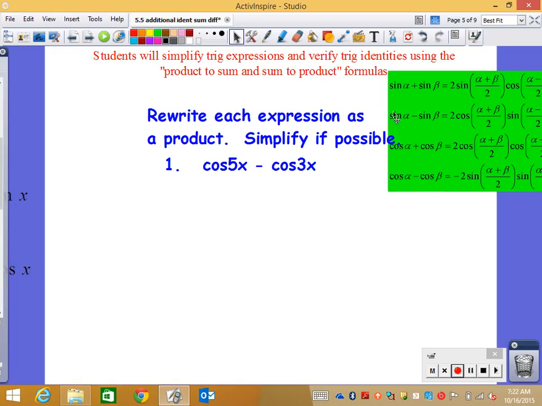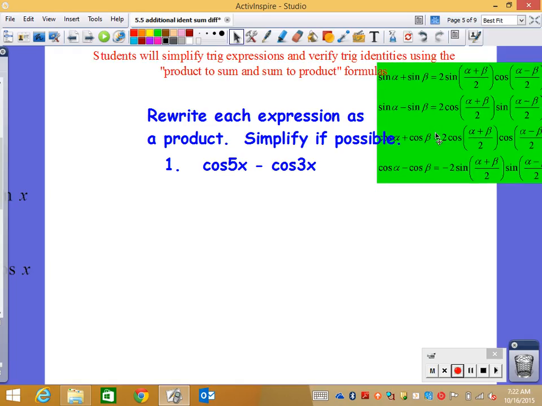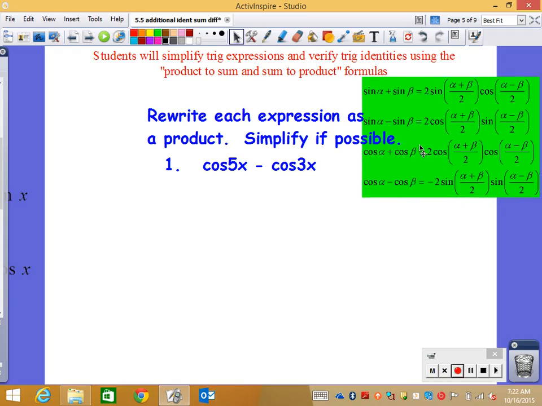Look at my formula sheet over here. Let's get it so we can see all of it. There we go. Right now I'm dealing with a cosine minus a cosine, so we're going to be using this bottom one. So we have to figure out which one is alpha, which one's beta.